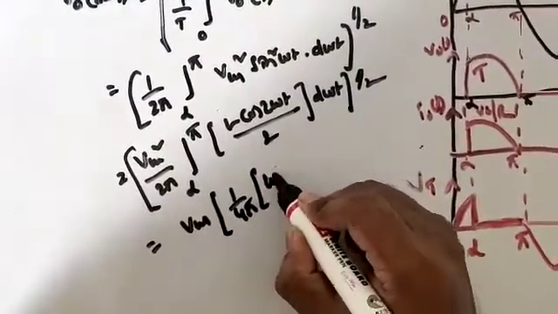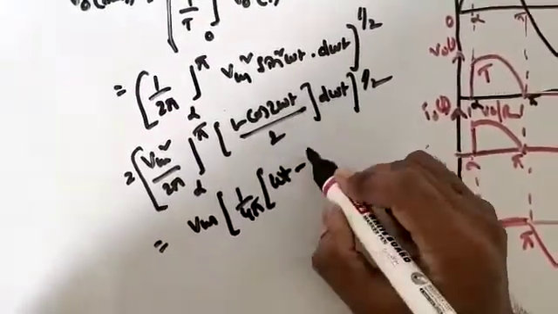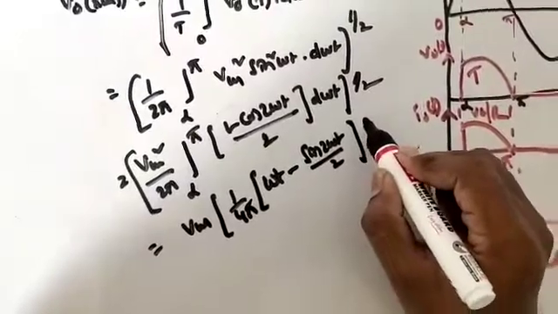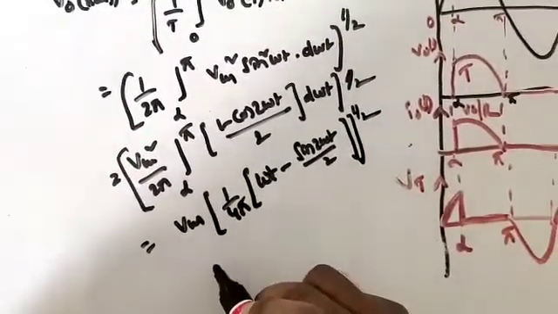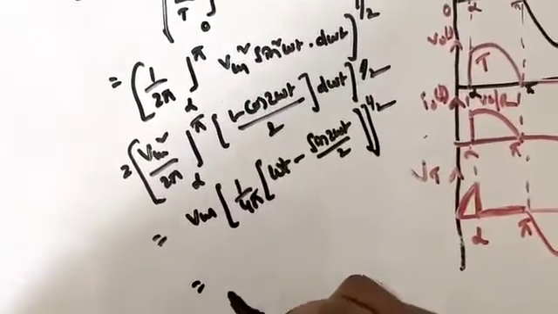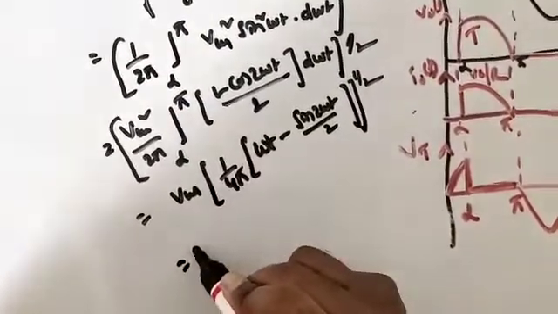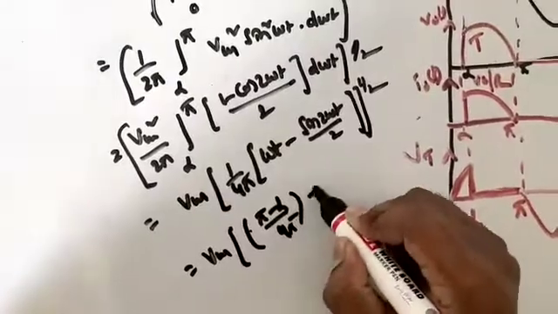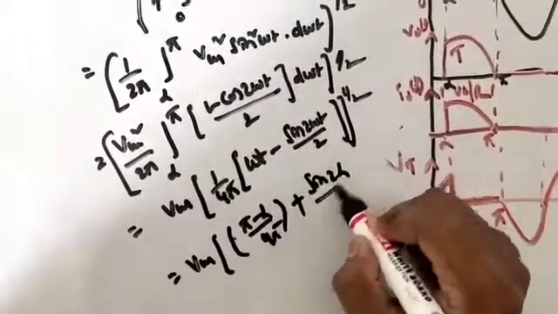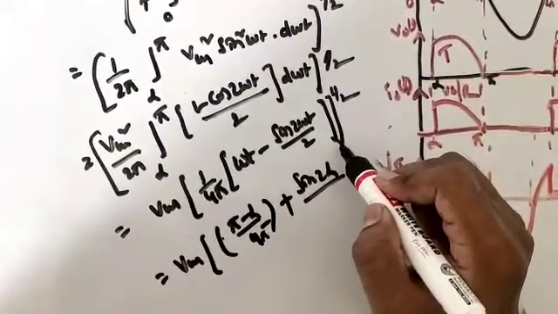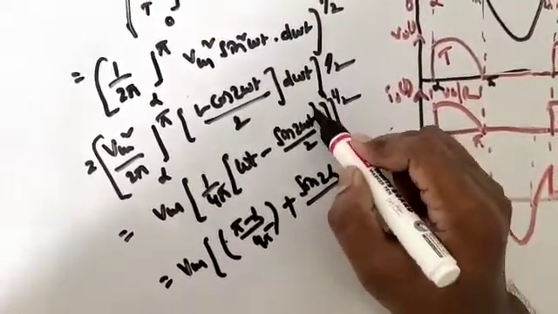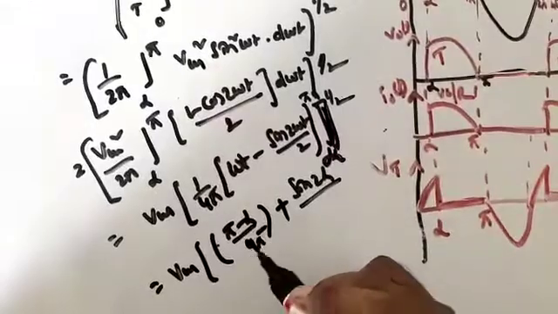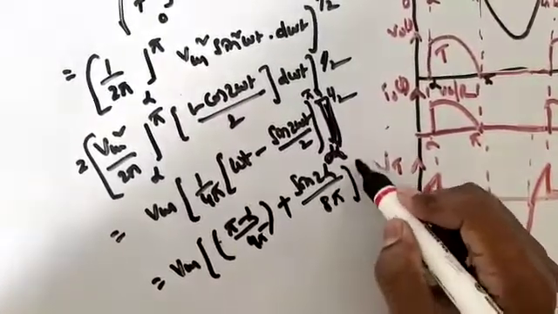Substituting the value, the integral is omega t minus sine 2 omega t by 2, under limits alpha to pi. Substituting the values, V naught RMS equal to Vm into pi minus alpha by 4 pi plus sine 2 alpha by 8 pi, whole power 1 by 2. I had not mentioned the limits earlier, so better you write it like this, alpha to pi.